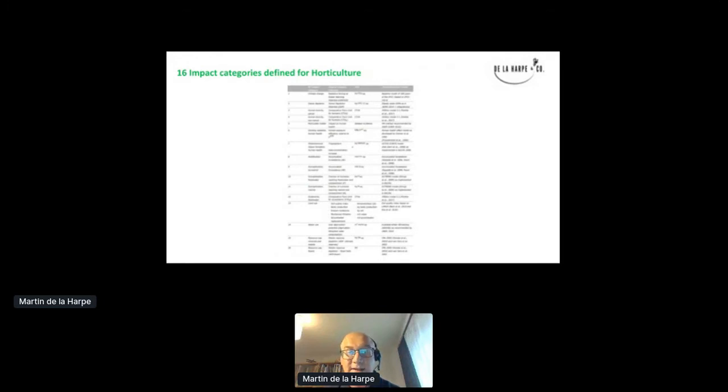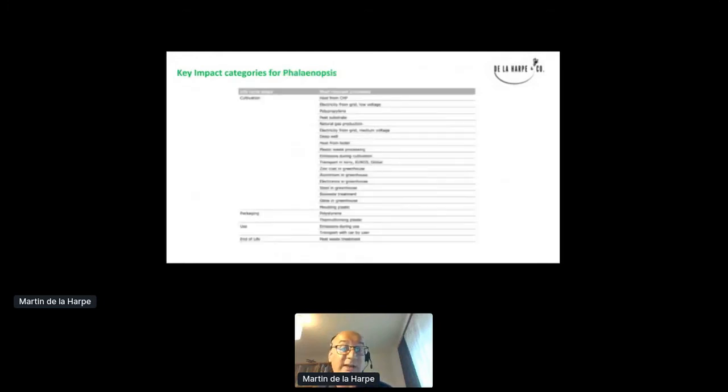And they've now defined the key impact categories for phalaenopsis cultivation. That's heat from CHP, electricity from the grid, aluminium for greenhouses, electronics in the greenhouses. In this way, they really are looking much further than the first 3 standards we talked about, which relate just to climate change. They're looking much more at the other environmental impacts, right through to end of life.